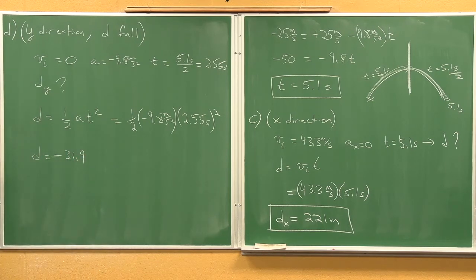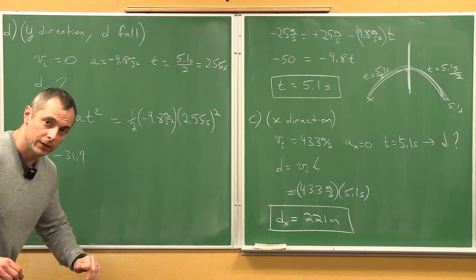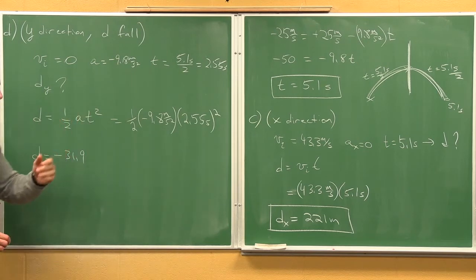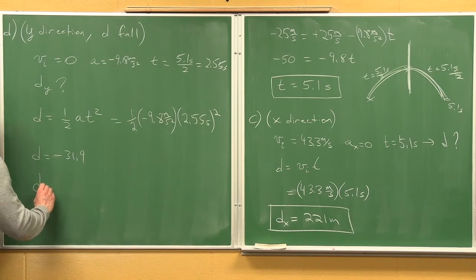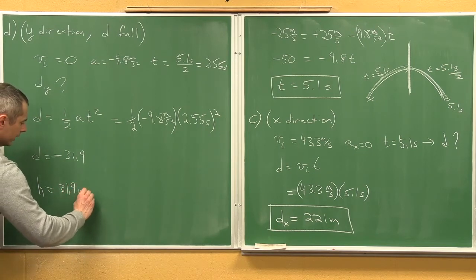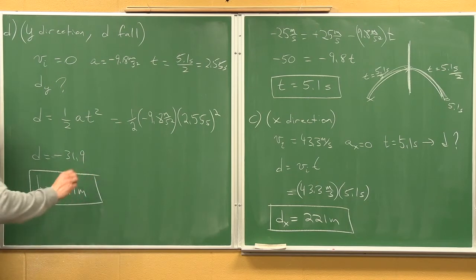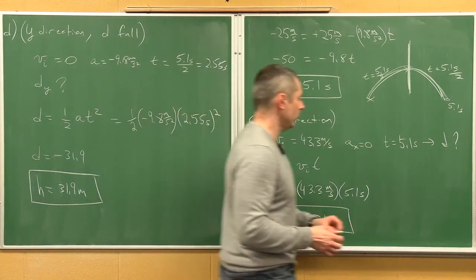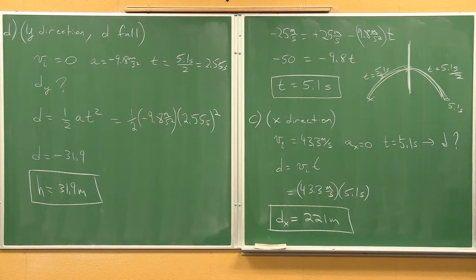But remember, that's how far it fell, which is basically how high it rose. So I don't want to say it rose negative 31.9. That kind of sounds silly. It doesn't make sense. So we'll say H, the height it went, was positive. Well, I could even leave the positive off. Just say 31.9 meters. That's how high it went at maximum height. All right, so let me create a pause in case you need to catch up.